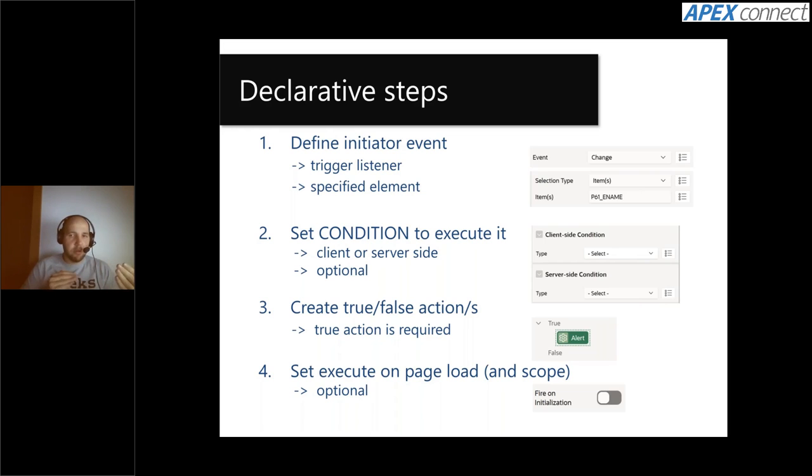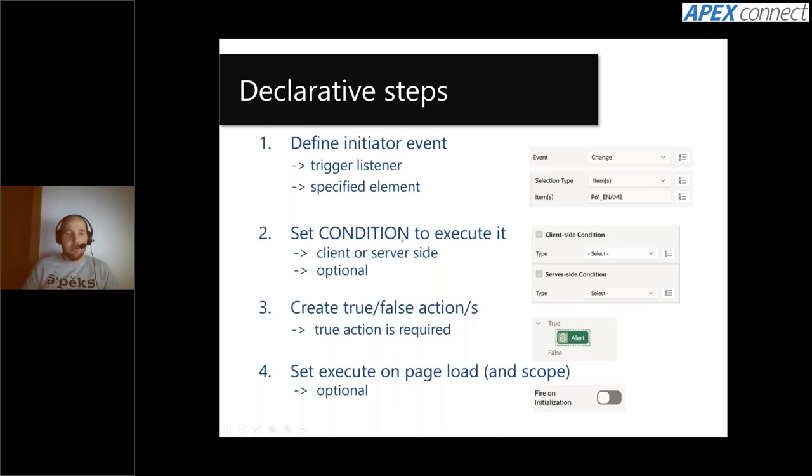We've defined, so on the right hand side, I had the change event. That's like I'm defining what's my listener. So what am I listening for? And then I said what element I'm listening on, because I need that. These are two important things that I need to tell it: what's the event, and then what's the element it's happening on. The next one was I could set a condition to execute or not, and that's optional. So we saw client and server side conditions, and then we had true and false actions.